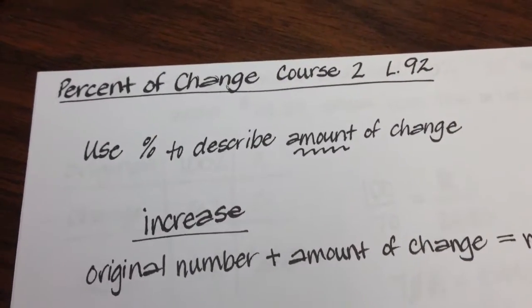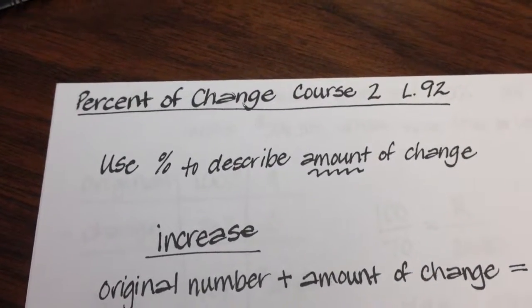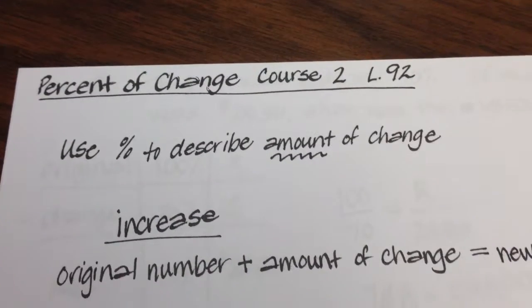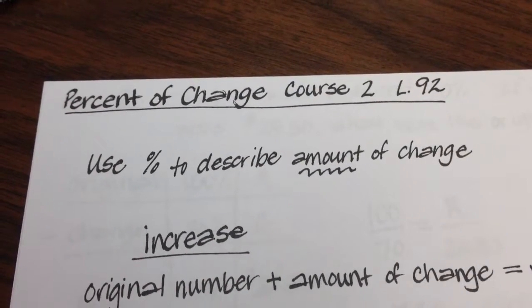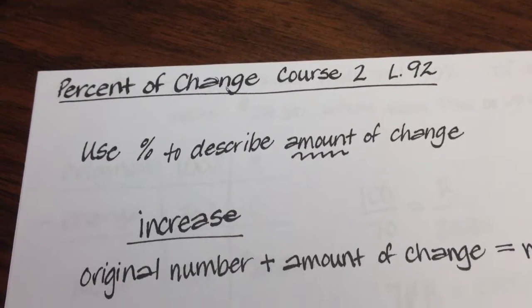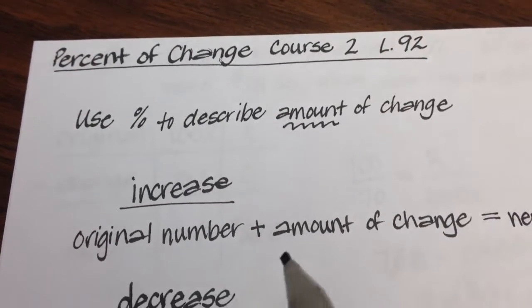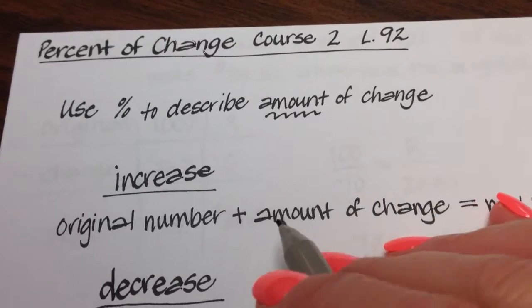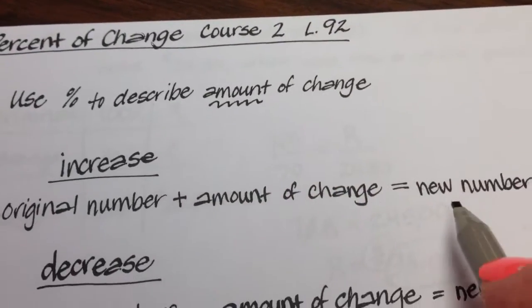Okay, course 2, lesson 92, all about percent of change. We're using ratio boxes again. Easy peasy, really, it is. You're going to use percent to describe the amount of change. So if the amount increases, you have the original number, the amount you add, the amount of change, and you will get your new number.